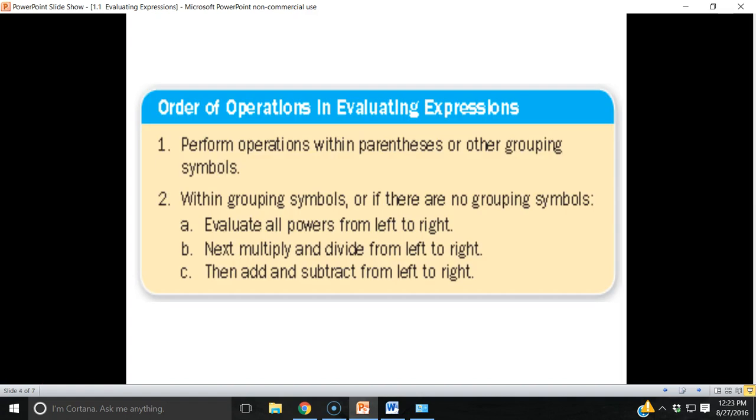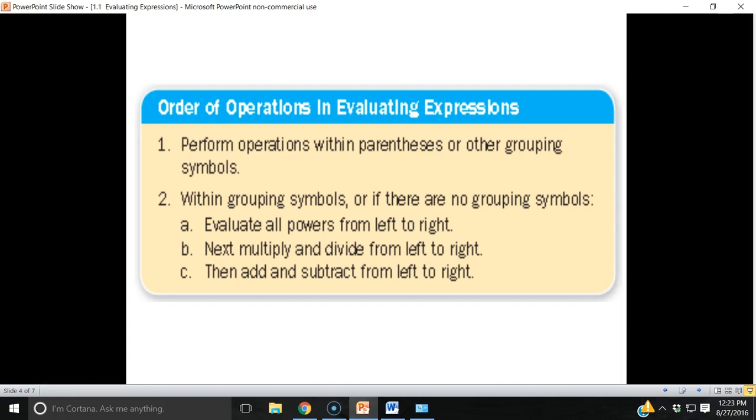So here's a little summary out of the textbook with the order of operations. Perform operations within parentheses or other grouping symbols. We'll talk about some other grouping symbols as we go through the year. So within those grouping symbols, or if there are no grouping symbols, you always do powers left to right. You multiply and divide from left to right. And you add and subtract from left to right.